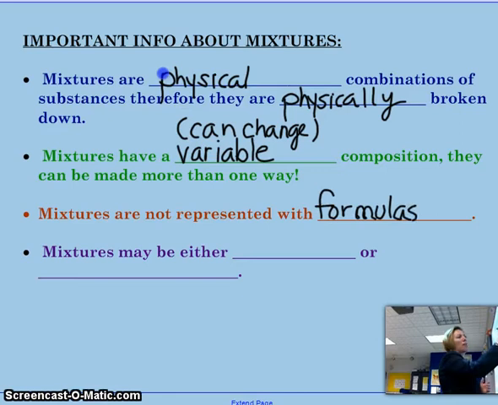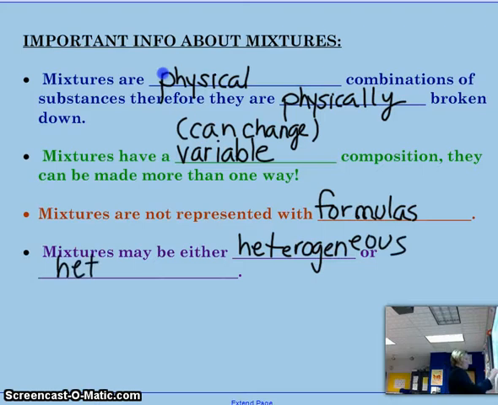I can't give you a chemical formula for salt and pepper mixed. There isn't one. Okay? And as you know, they are the only form of matter that can be heterogeneous, or they can be homogeneous.